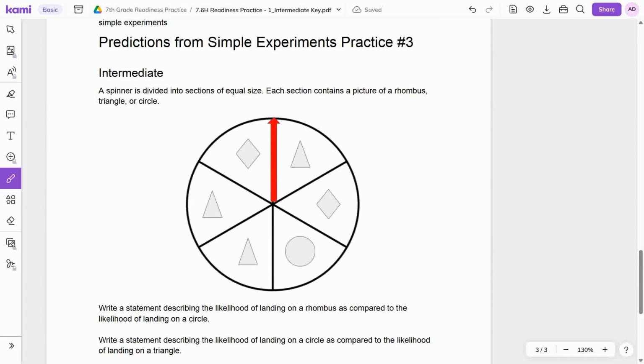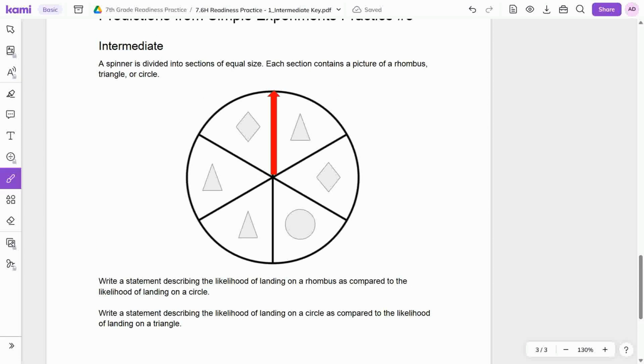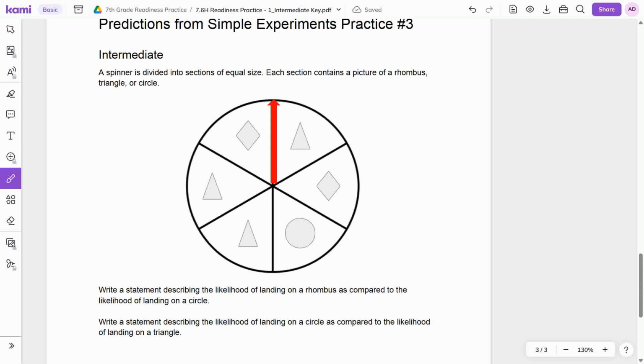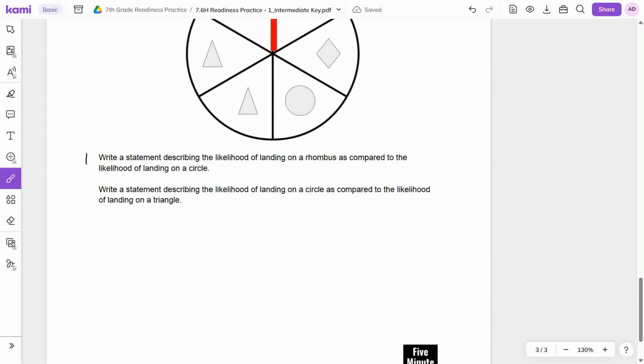For number 3, we've got a spinner. So we're going to look at probability on a spinner. Each of these are equal sizes. We've got rhombus, we've got triangle, we've got circle. Now, we need to write statements here, okay? So I'm probably going to just give myself a little bit of extra room. And let's write these down below, okay? And let's do them in 2 different colors so it's easy to keep track.